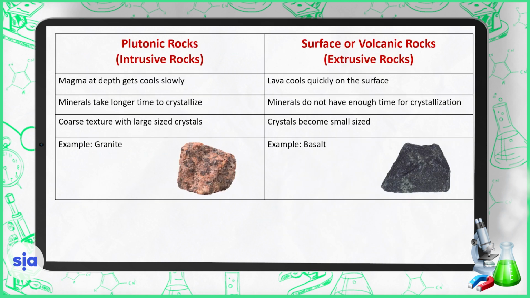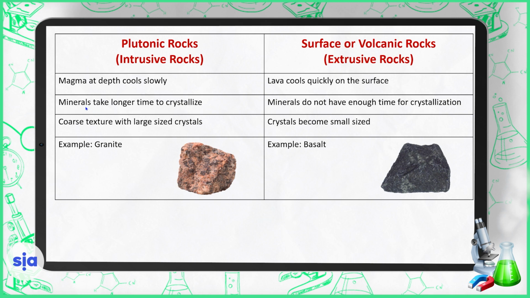This is a table showing the difference between plutonic rocks and volcanic rocks. The first thing is the origin. Plutonic rocks come from magma, deep inside the earth. It cools slowly, while volcanic rocks come from lava, which cools quickly because it is on the surface, on the top of the earth. It is exposed to air.